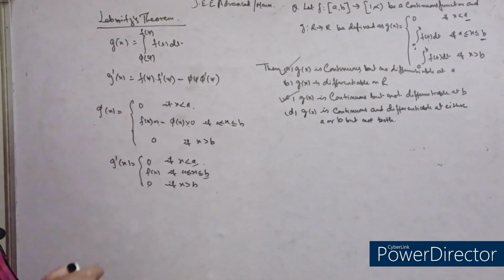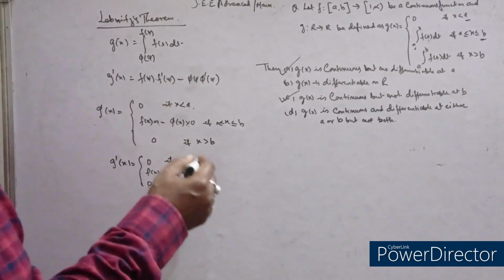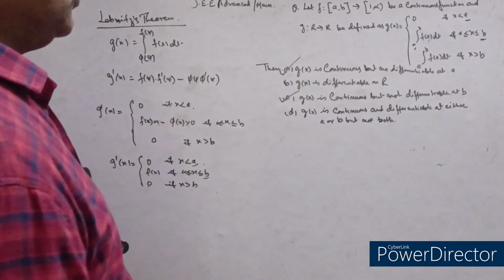So it is continuous at x equal to a and x equal to b, but it is not differentiable at x equal to a and x equal to b.